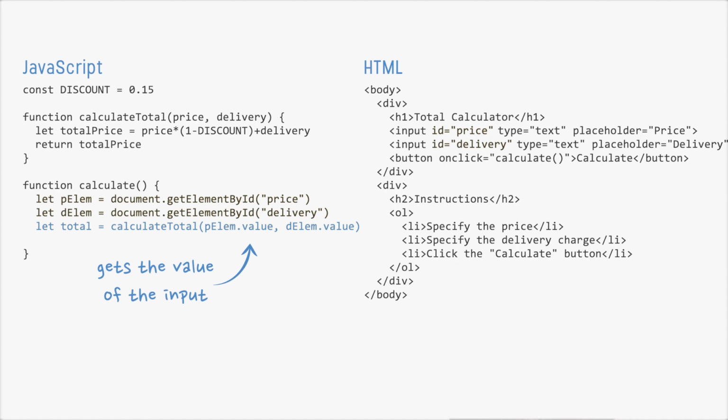And now that we have the total amount, we need to somehow present it back to the user. As well as being able to read values and properties back from the HTML, we can also update them and change the inner HTML of elements.